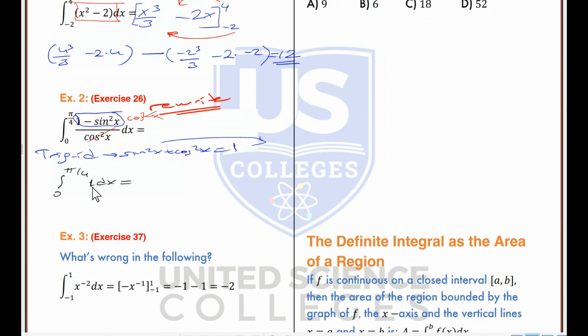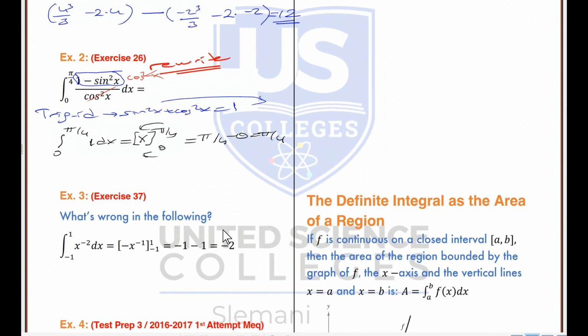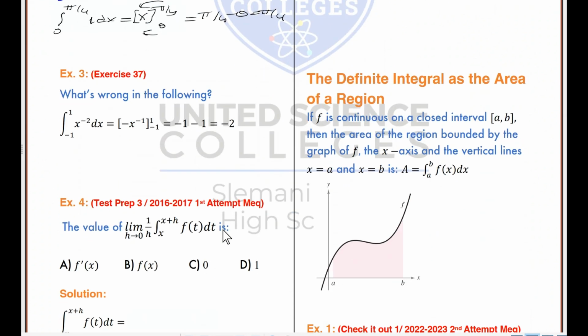Now take the integral of 1, which is x, and we are going to evaluate this antiderivative at the upper bound and lower bound. Let's substitute one by one. So it's going to be pi over 4 minus 0, which is pi over 4. Okay, the other questions of this type have the same idea, just the bounds are different. Okay, let's move on. Exercise 37. What's wrong in the following?